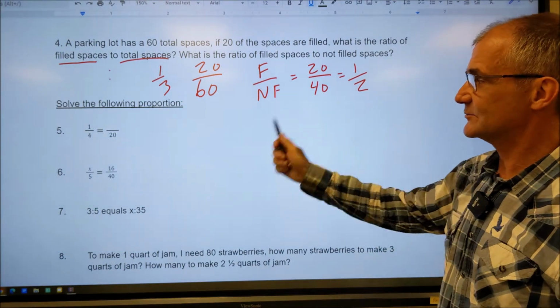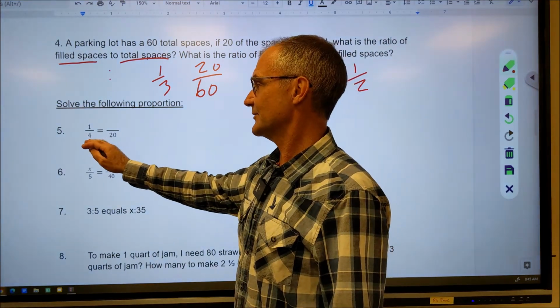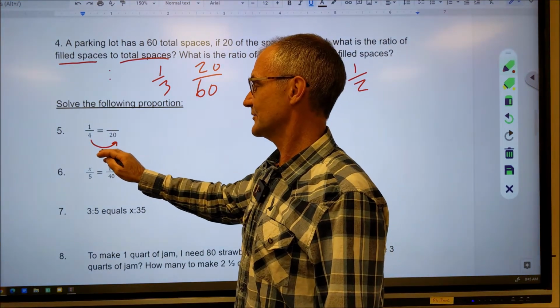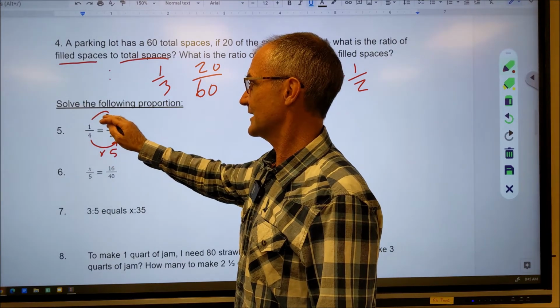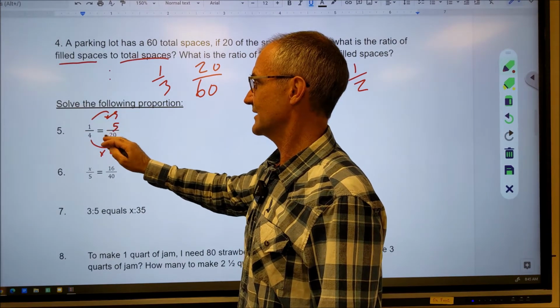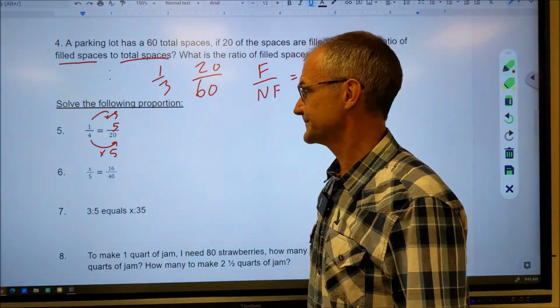And then from ratios, we'll move on to proportion. This is similar to the one I just showed you. How do I get from 4 to 20? Well, I multiply by 5. So how do I get from 1? 1 times 5 here, and then I have 5/20. Those are equivalent. One ratio equal to another is a proportion.